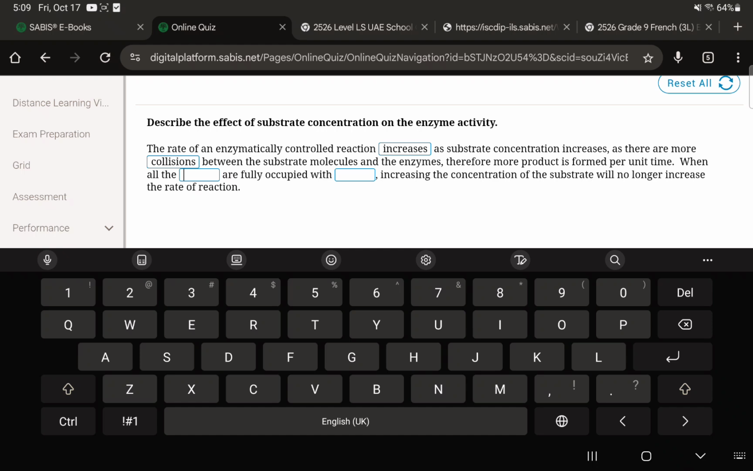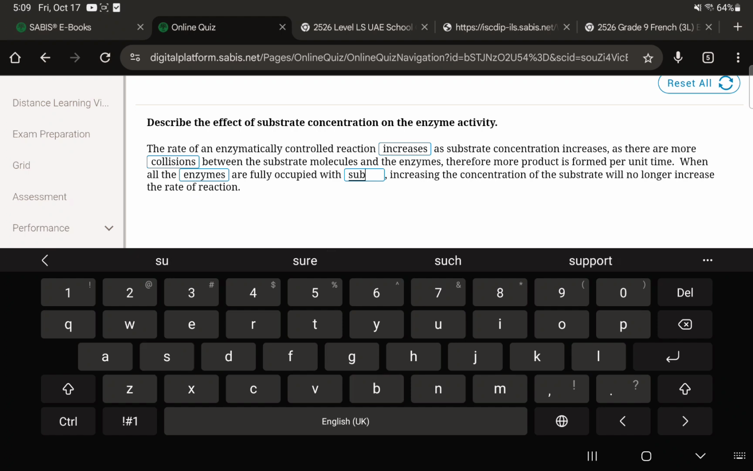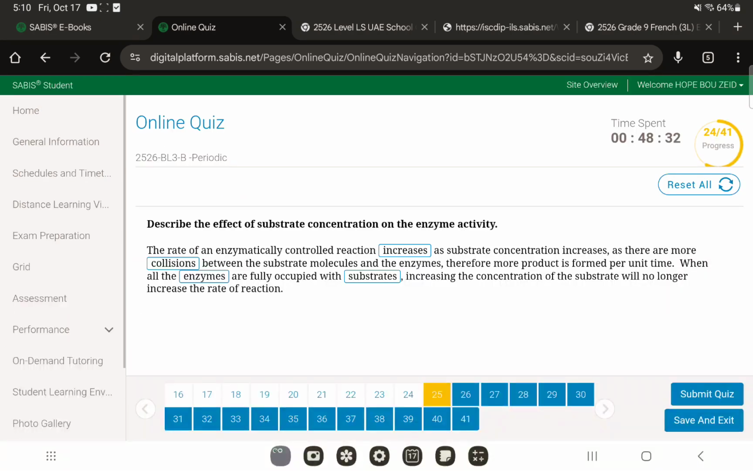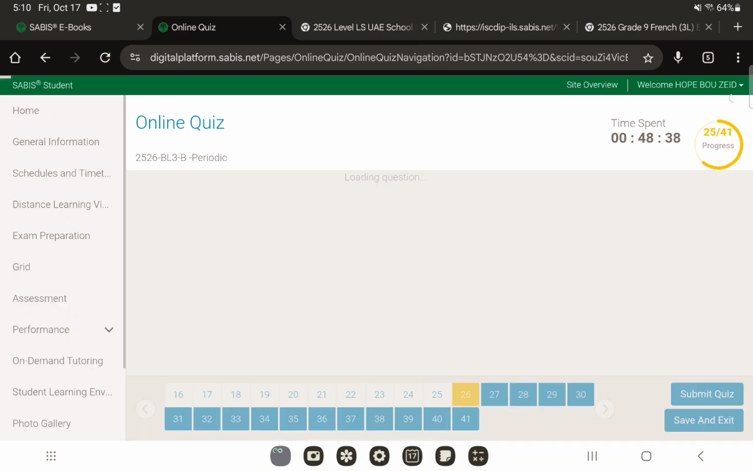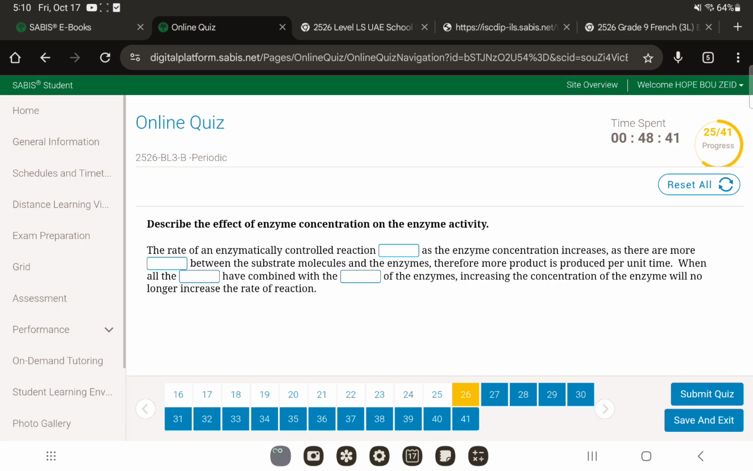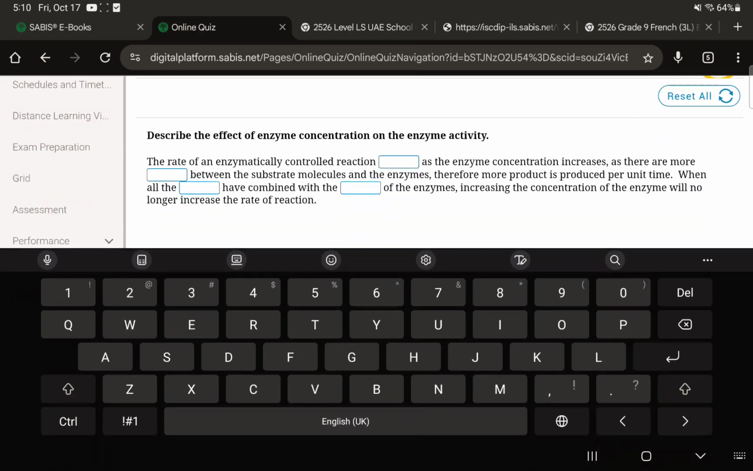When all the enzymes are fully occupied with substrates, although this could be active sites instead of enzymes. Again, same meaning, it's just that the online quiz has very specific answers. And the rate of an enzymatically controlled reaction blank as the enzyme concentration increases.